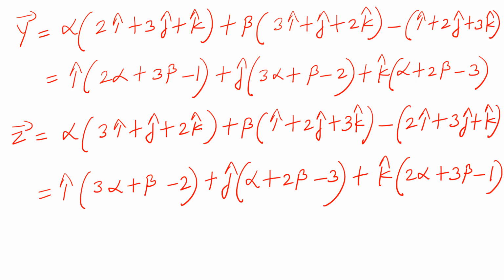Now students, we will find the STP of capital X, capital Y and capital Z vector and put it equal to 0. Now we move further. Now students, the STP of capital X, capital Y and capital Z vector is given by the determinant. In the first row, the elements are alpha plus 2 beta minus 3. Then we have 2 alpha plus 3 beta minus 1. Then we have 3 alpha plus beta minus 2.